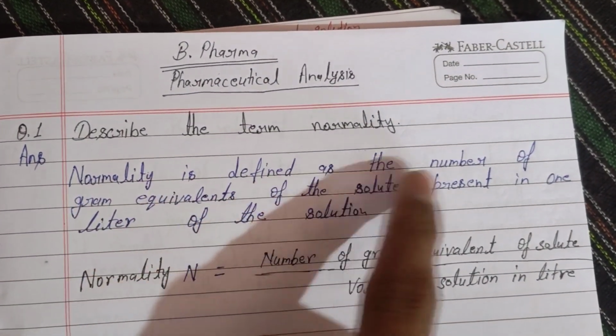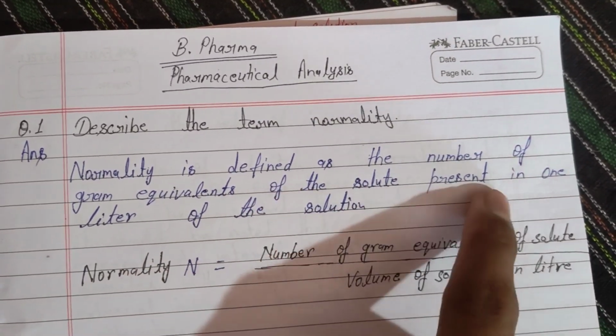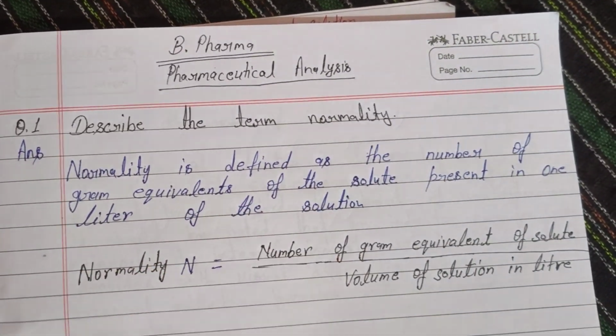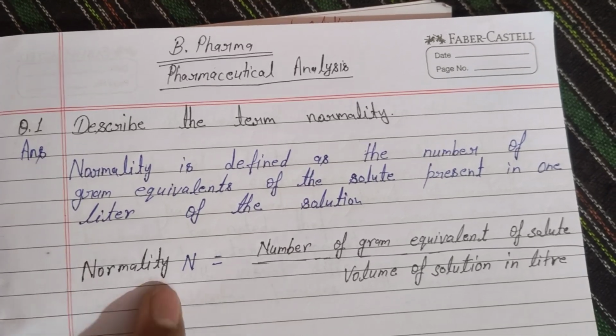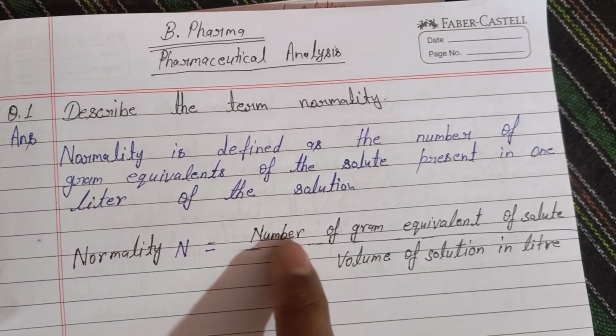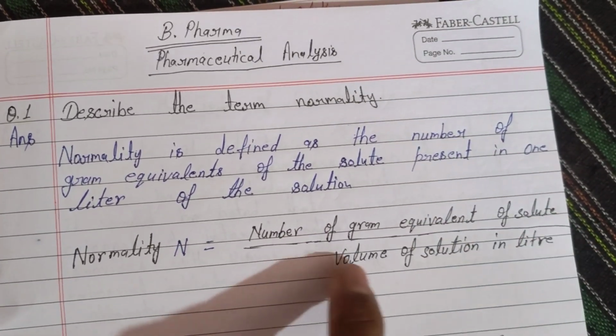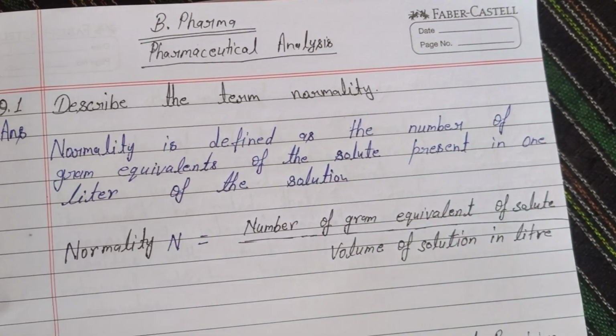Normality is defined as the number of gram equivalents of the solute present in 1 liter of the solution. Normality is equal to number of gram equivalents of solute divided by volume of solution in liters.